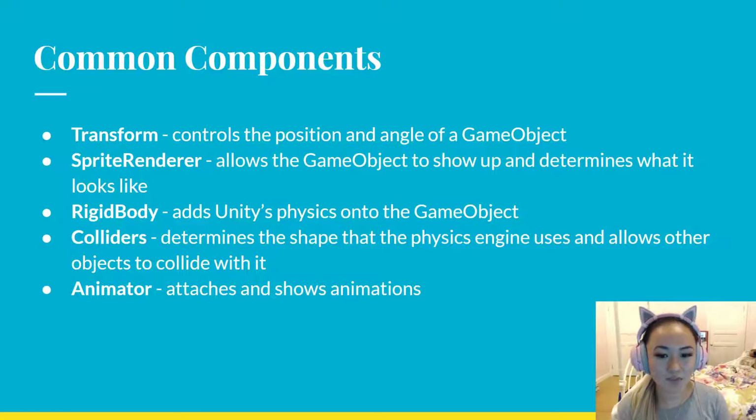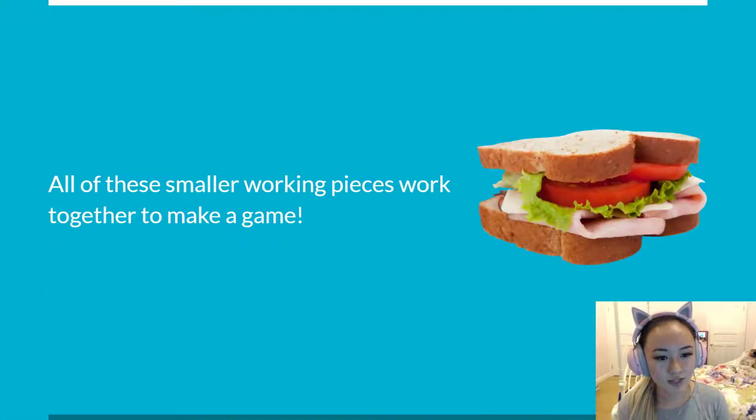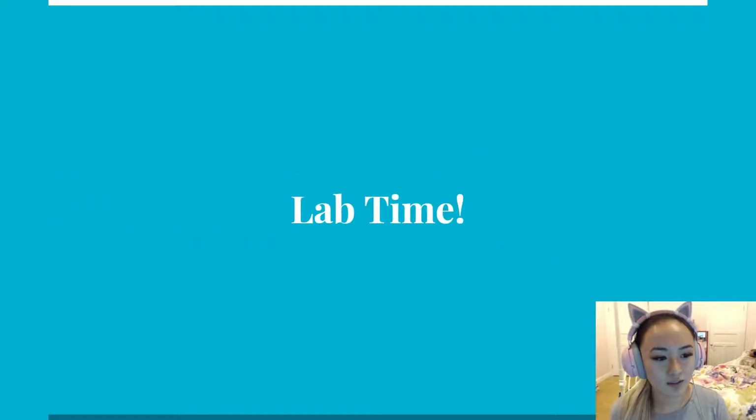Colliders determine the shape that the physics engine uses and allows other objects to collide with it. So for instance, if you have two asteroids in space and none of them have colliders, those two game objects will go straight through each other. And the animator attaches and shows animations. So all of these smaller working pieces work together to make a game. And through the course of this decal, you will get familiar with working with all of these different components, and you'll be able to create your own game as well.